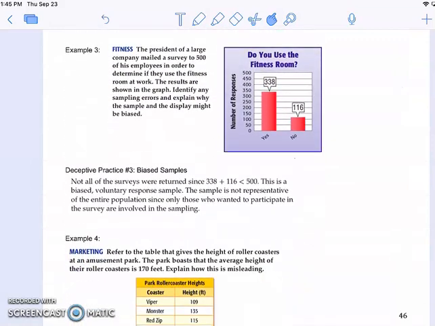So let's take a look at this next one. The president of a large company mailed a survey to 500 of his employees in order to determine if they use the fitness room at work. The results are shown in the graph. Identify any sampling errors and explain why the sample in the display might be biased.